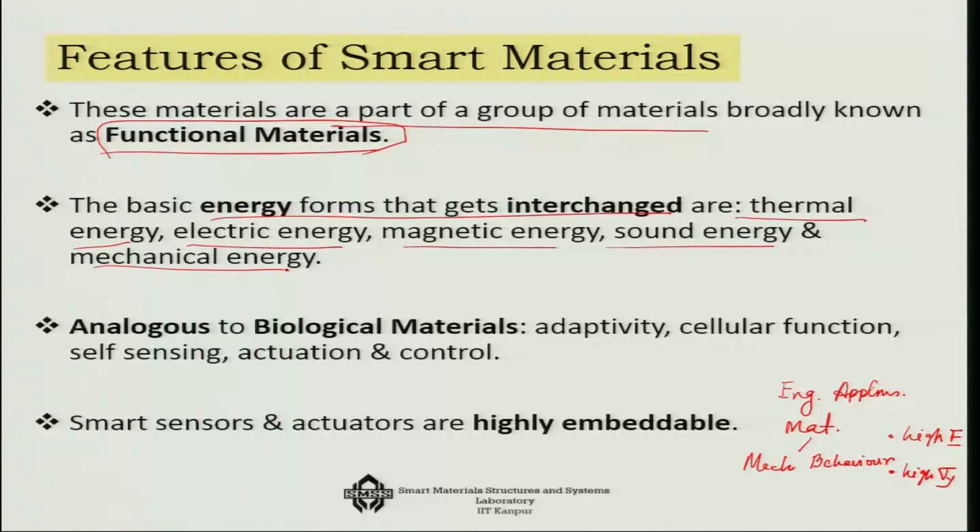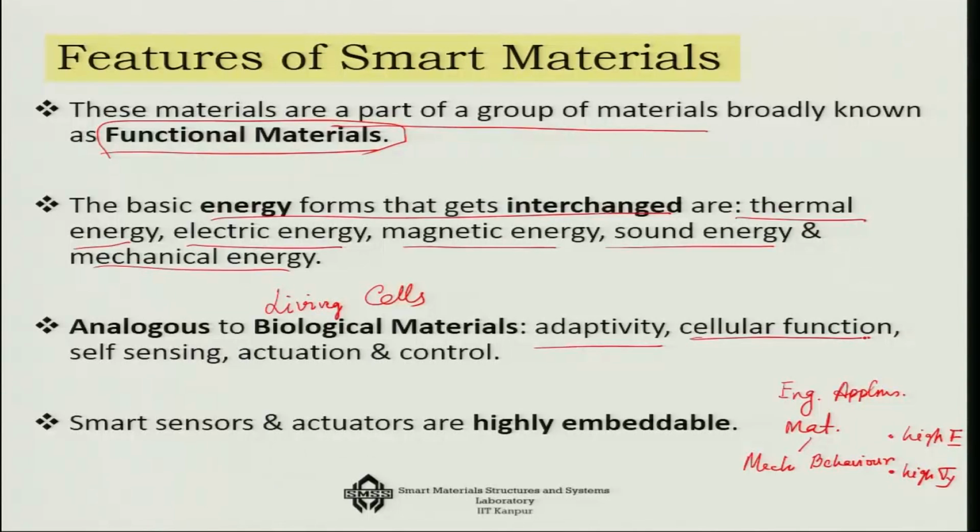One important thing about smart materials is that they are very much analogous to biological materials or so-called living systems. Many times people draw an analogy between them and living systems. Why? Because they are adaptive. As I told you just now, you can change the stiffness, and similarly in some materials you can change their shape. So they are adaptive. They are cellular in function.